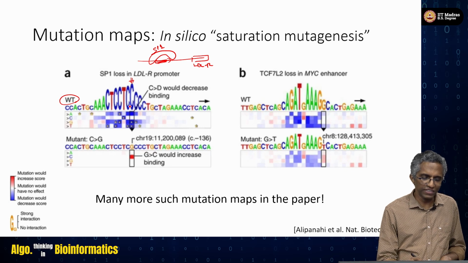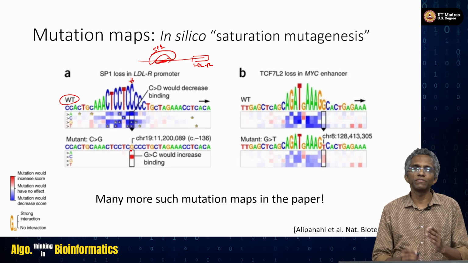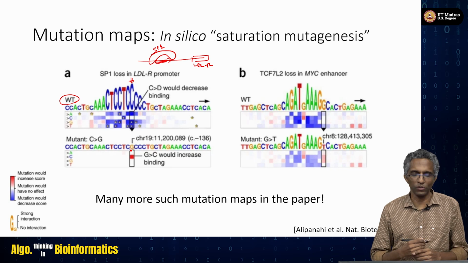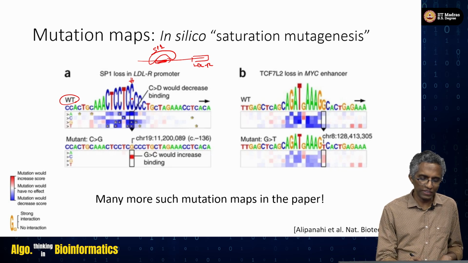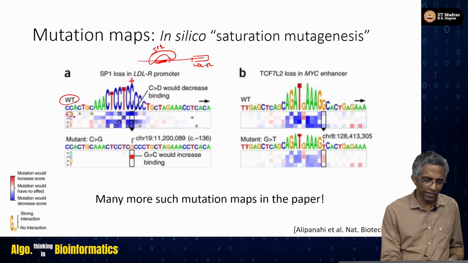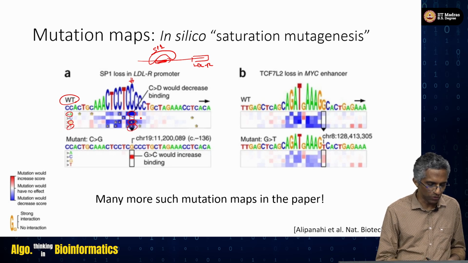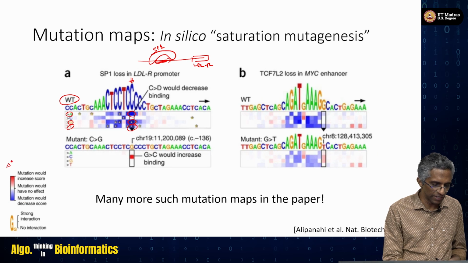So, this C is really tall, so it gives the indication that it is an important location. Now if you mutate the C into anything else, either an A or a G or a T, you get a blue score. Blue means negative values. You can see here that these are the delta S scores, positive values are shown in red, negative values are shown in blue.